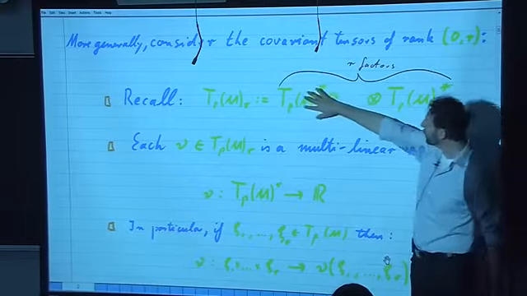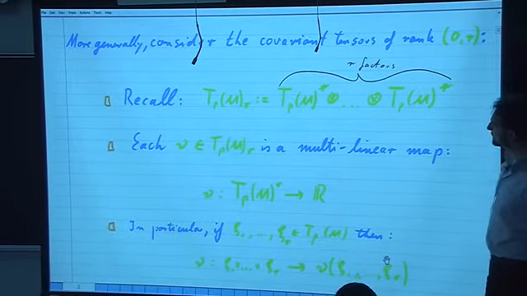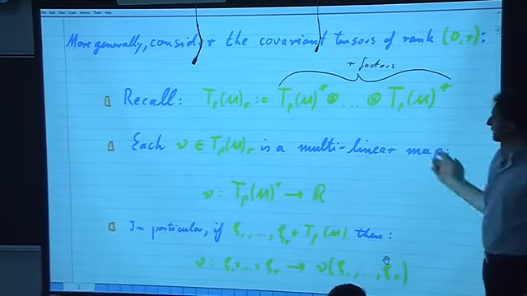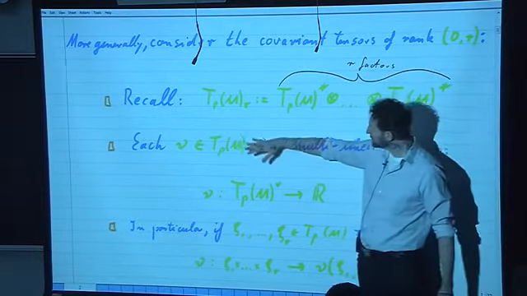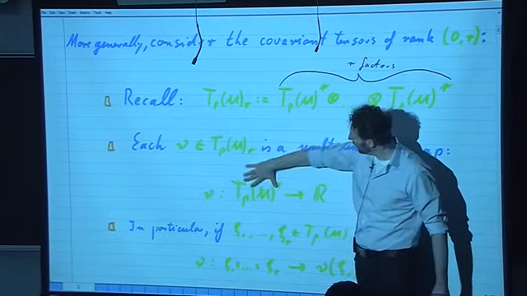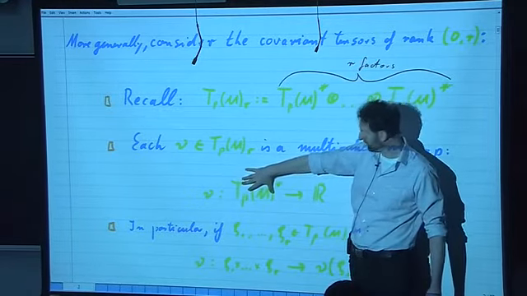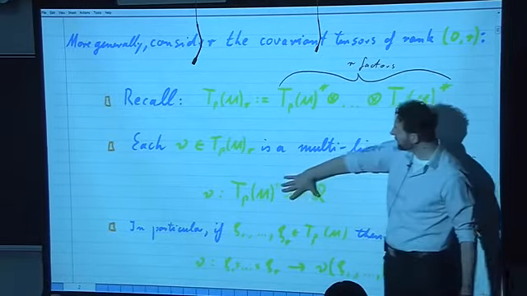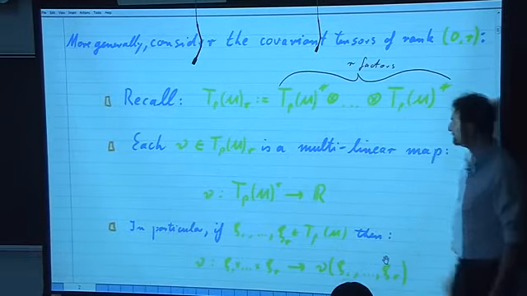Each element of the space of 0, r tensors, every such nu, is a multilinear map. You can feed it r tangent vectors, or you can feed it any contravariant tensor of rank r, 0, and you get out a number. And it's going to be linear in each one of those arguments, in each one of those factors.